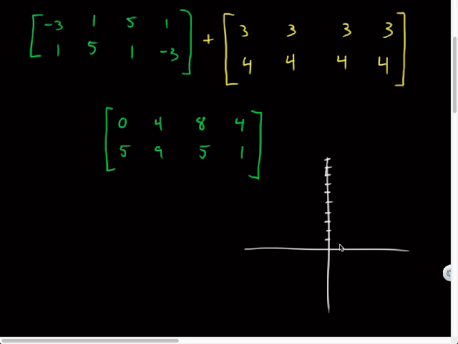Let's graph it, counting out the grid. So the pre-image would have been negative 3, up 1 right there. Over 1, up 5, like there. Over 5, up 1, like there. And over 1, down 3.